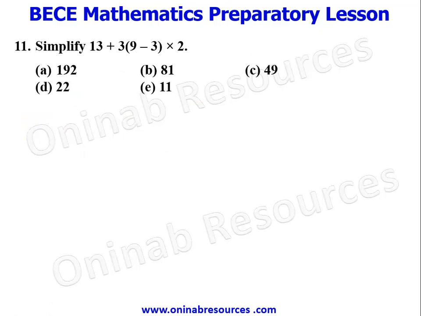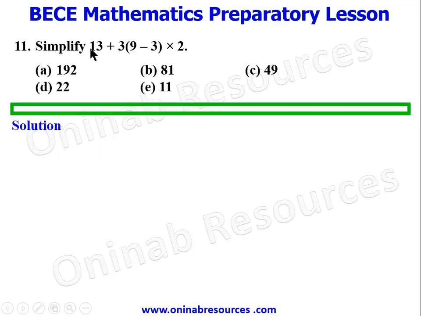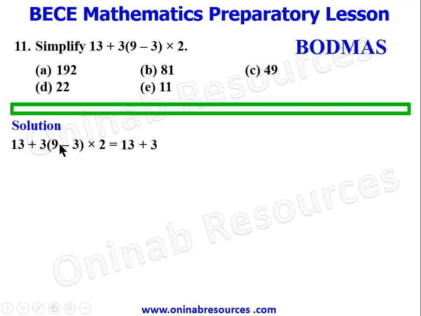We go to problem 11. In problem 11, we are to simplify 13 plus 3 into 9 minus 3 times 2. Finding solution to this problem, we have 13. We are going to use BODMAS, starting from brackets. So if we start from bracket, we still maintain this 13 plus 3, and what we have inside this bracket is 9 minus 3, which will give us 6, then times 2. This bracket also will still be 13 plus 18, then multiply by 2. This is 18 multiplied by 2 gives 36. So 13 plus 36 gives 49. And the correct option is option C. And that's the end of solution to problem 11.